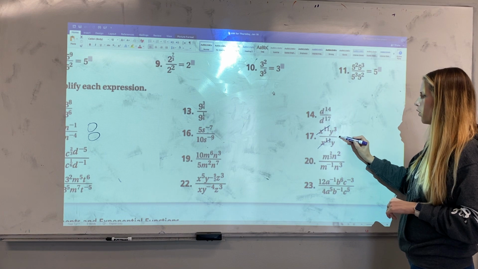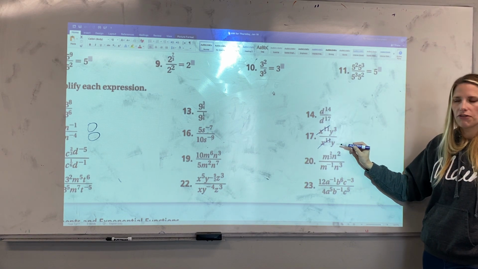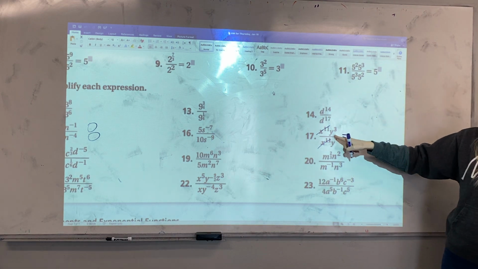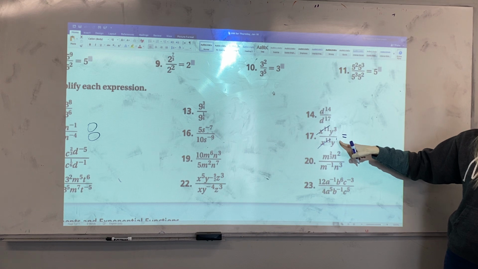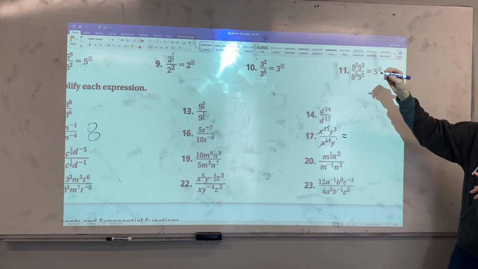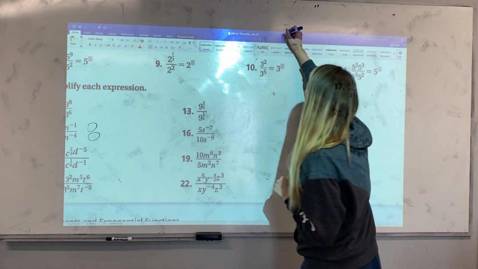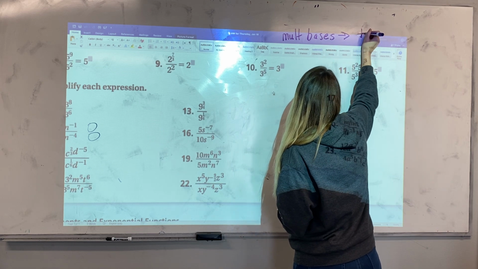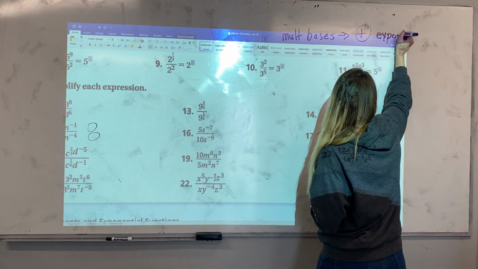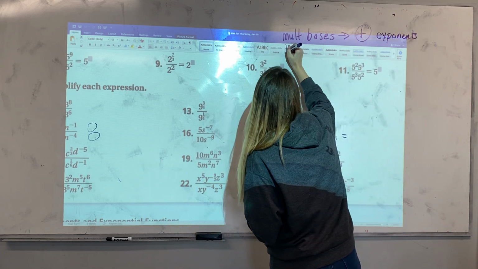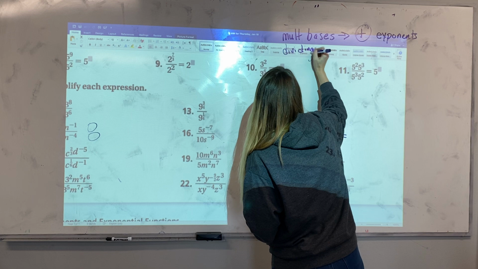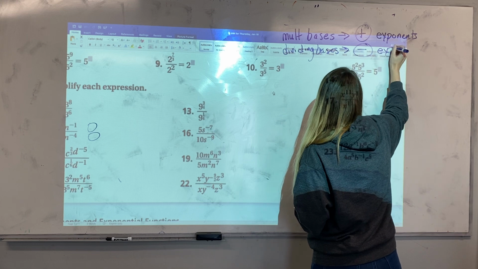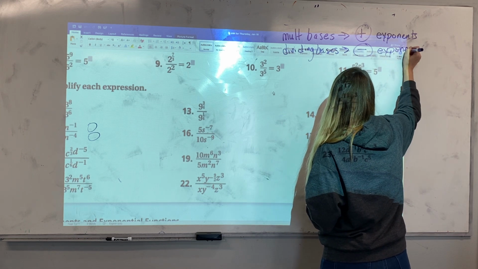Y to the 3rd over y to the first power, good. 1 is fine. And then what would we do with our exponents? Subtract. Remember, I'll write it at the top because I know it's new for some of you. When you're multiplying bases, you add exponents. Write this down. When you are dividing bases, you subtract your exponents.